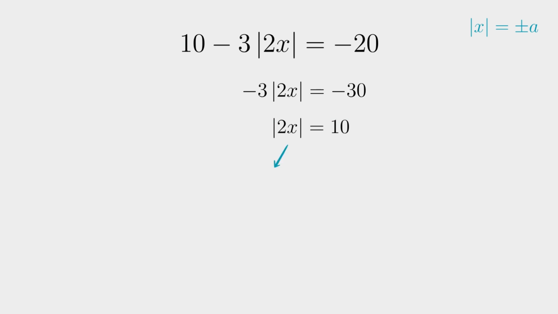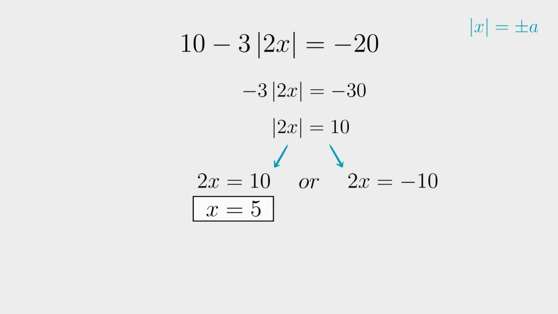The first case is 2x equals 10. Divide both sides by 2 and you will get your value for x, which is 5. The second case is 2x equals negative 10. Divide both sides by 2 and your second x's value is negative 5.